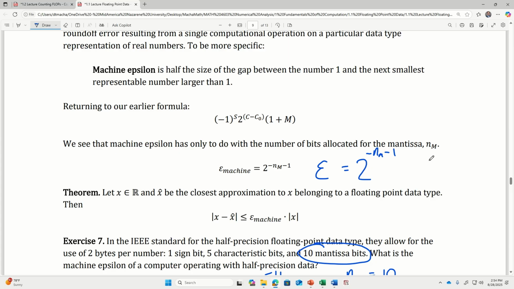The mantissa tells you how much precision we can get. So when we talk about calculating machine epsilon, we only care about the number of bits allocated for the mantissa, and this is talking about relative error. If I didn't before, I should have rearranged this equation because this is saying that the relative error of a floating point approximation has to be less than or equal to the machine epsilon.